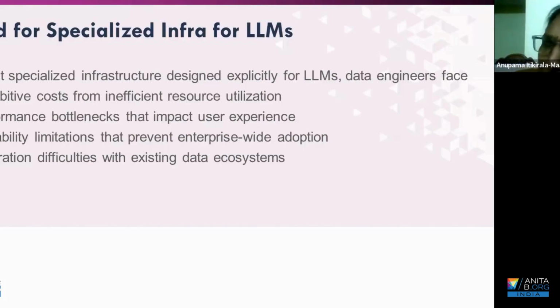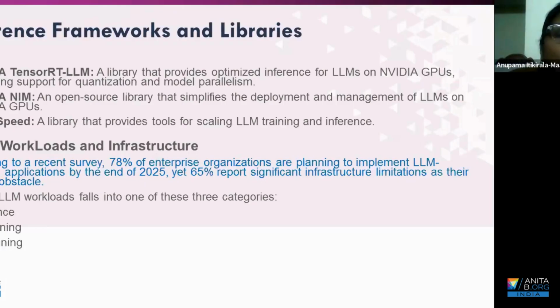Integration difficulties are the difficulties that we see in the full stacks as well. Then I talk about the inference frameworks like TensorRT-LLM and NIM. They have different types of applications. DeepSpeed is a very famous one. TensorRT-LLM from NVIDIA is to optimize the inference on GPUs. And NIM is another library that simplifies the deployment. One is the model parallelism, the other is just deployment. Do remember that. And DeepSpeed, we spoke about the scaling.